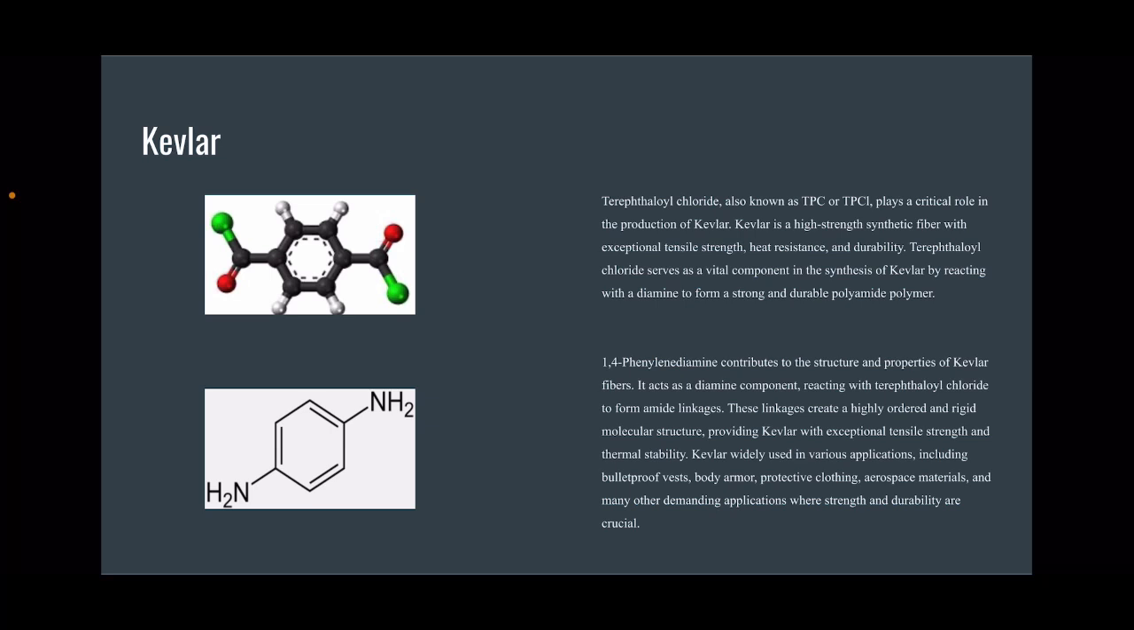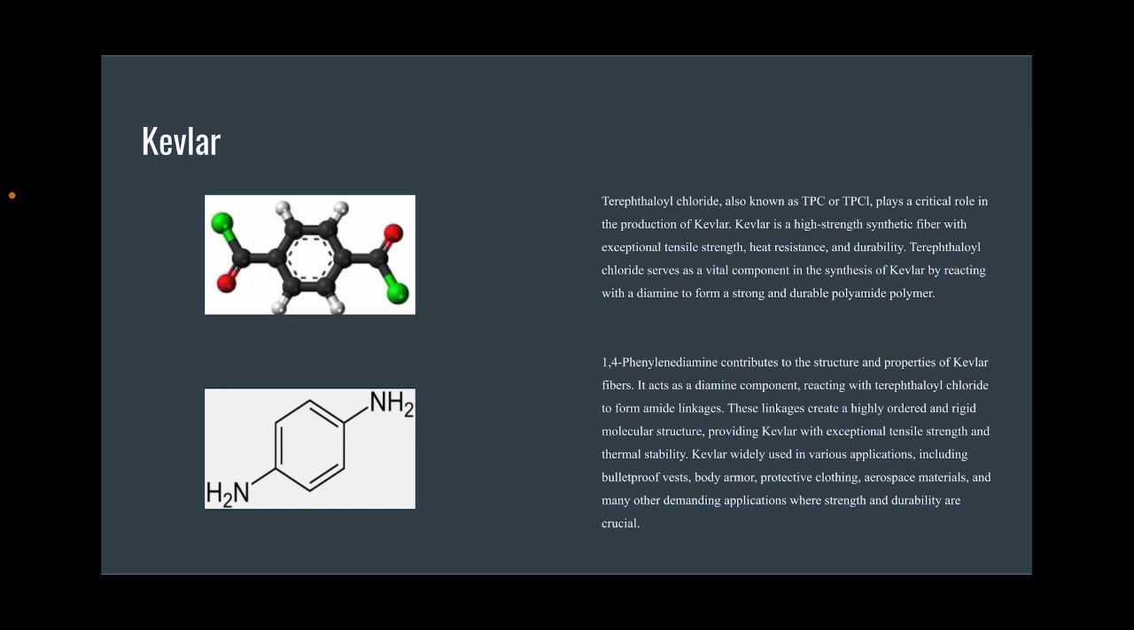Sorry, basically Kevlar has two monomers that play a part in it. The first one, which I'm going to attempt to pronounce, is terephthaloyl chloride, or in other words, TPC or TPCl, which basically provides Kevlar with really good tensile strength, heat resistance, and durability, and it serves as a vital component in the synthesis of Kevlar by reacting with a diamine, which we'll see in the second monomer, to form a strong and durable polyamide polymer.